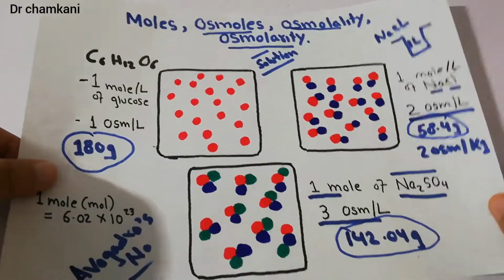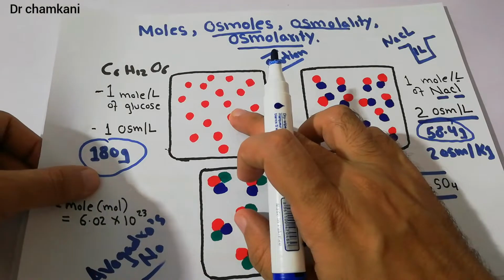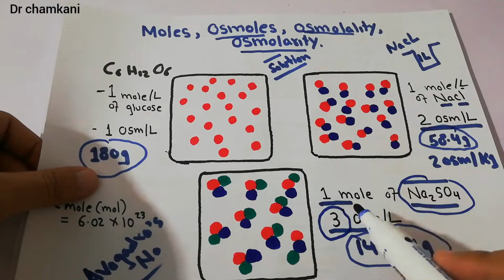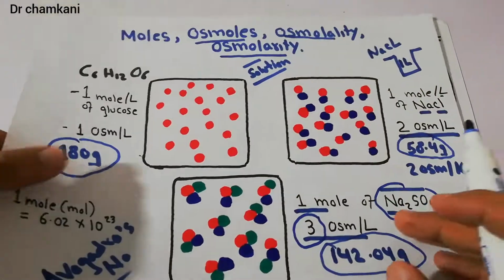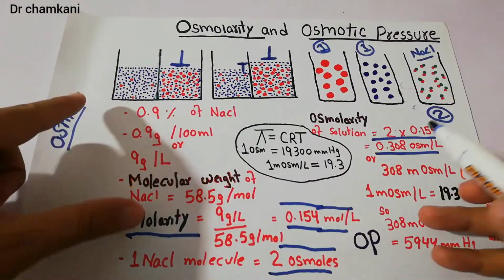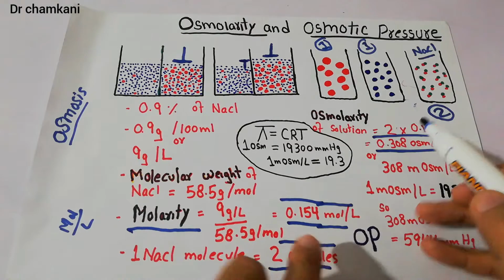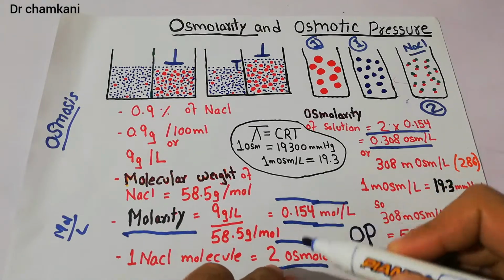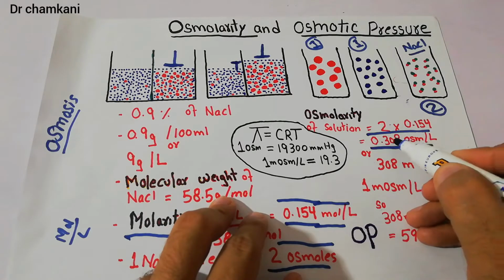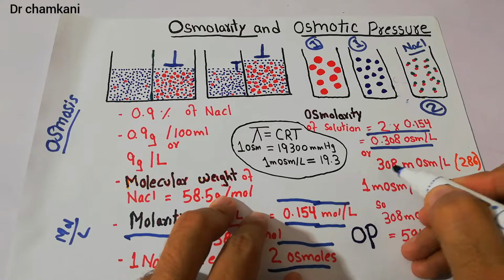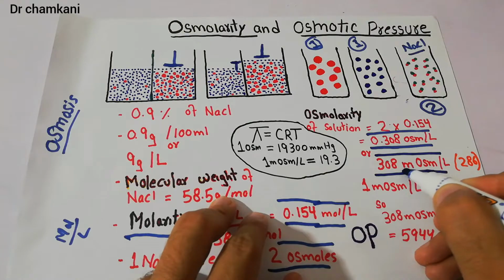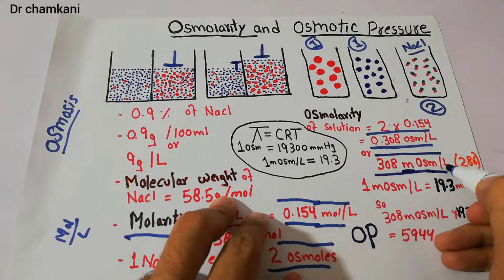If it was glucose, then its molarity would equal its osmolarity. But if it was sodium sulfate, we would have to multiply by 3, and its osmolarity would be triple its molarity. But in the case of sodium chloride, its osmolarity is double its molarity. So here we multiply it by 2 because every sodium chloride molecule has 2 osmotically active particles. We multiply its molarity by 2 and we get this value. Its osmolarity turns out to be 0.308 osmoles per liter, or 308 milliosmoles per liter.